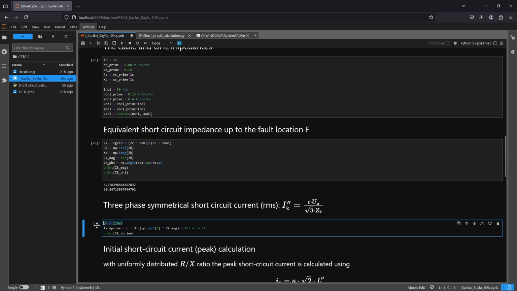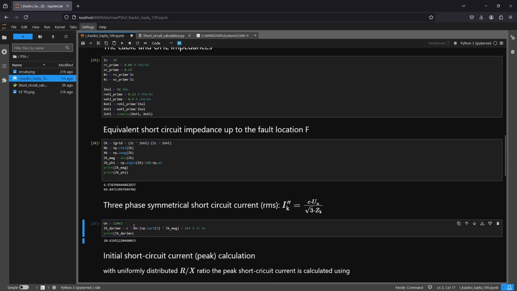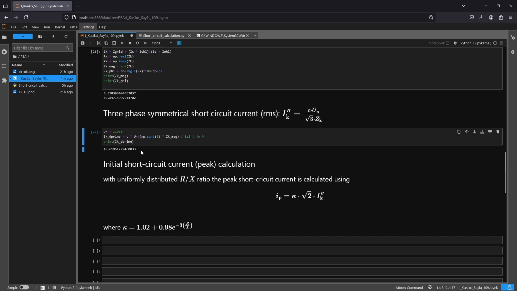The voltage at bus bar A and B is for both 110 kilovolts. IK double prime, that means I am implementing this equation here, is C multiplied by UN divided by square root of 3 and the magnitude of the impedance. And since I wish to get the current values in kiloamperes, I divide it by 1000. And let's show the current value here. It's now 10.619 kiloamperes.